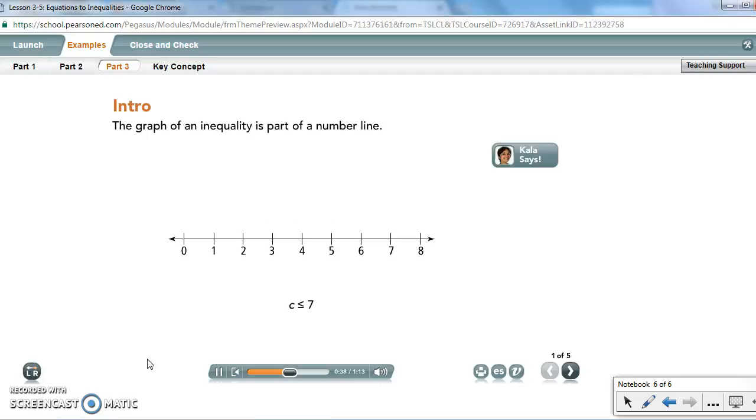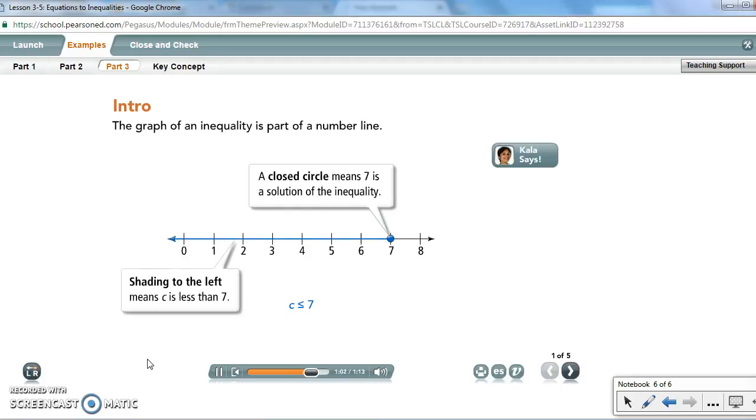Graph the inequality c is less than or equal to 7 on the number line. C is less than or equal to 7, so 7 and all values less than 7 are solutions of this inequality. A closed circle means 7 is a solution of the inequality.